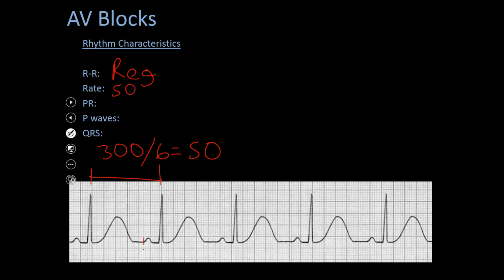PR, let's take a look at our PR. Looks like about there. PR looks like approximately 7 small boxes. And so 7 times, now each small box, again, is 0.04 seconds. So that results in a PR of 0.28.